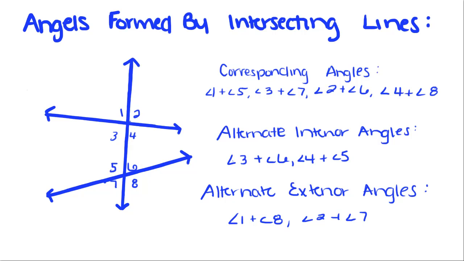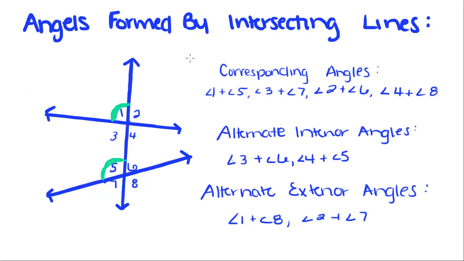So today we're going to talk about angles formed by intersecting lines. There's three types of angles we're going to talk about today. First are the corresponding angles, and they're angles that occur in the same place. We're going to talk about angle 1 first. The angle on this line that corresponds to this angle is angle 5, because they happen in the same place on each line.